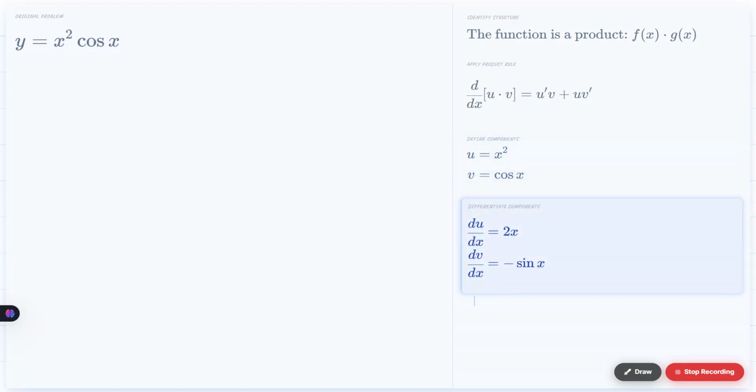We find the derivative of u, which is 2x, and the derivative of v, which is negative sine x. We do this to get the pieces for our rule. Each part must be changed into its own derivative first.